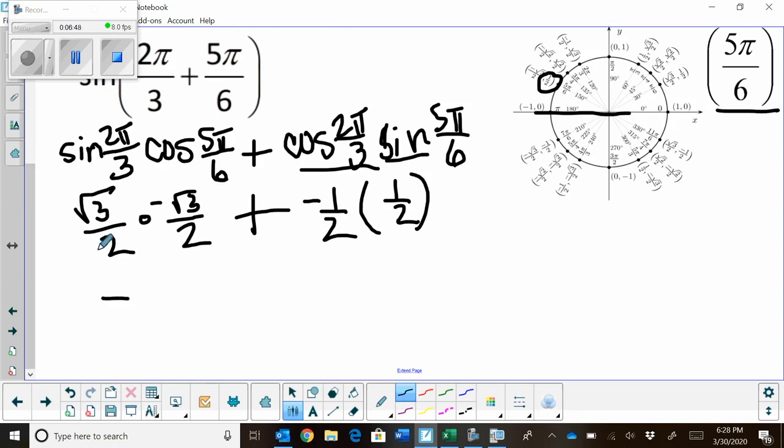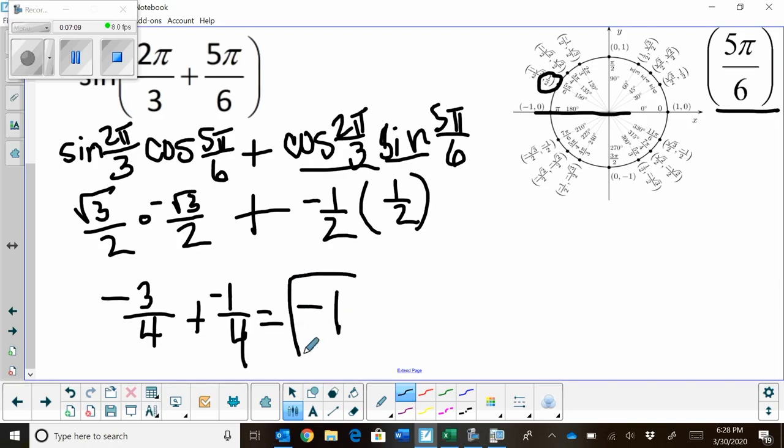That's going to give me negative root 9, which is 3 over 4. And I'm going to add to it a negative 1/4. So that's going to be plus a negative 1/4. Well, that ends up being negative 4/4 or negative 1. So there's the actual answer.